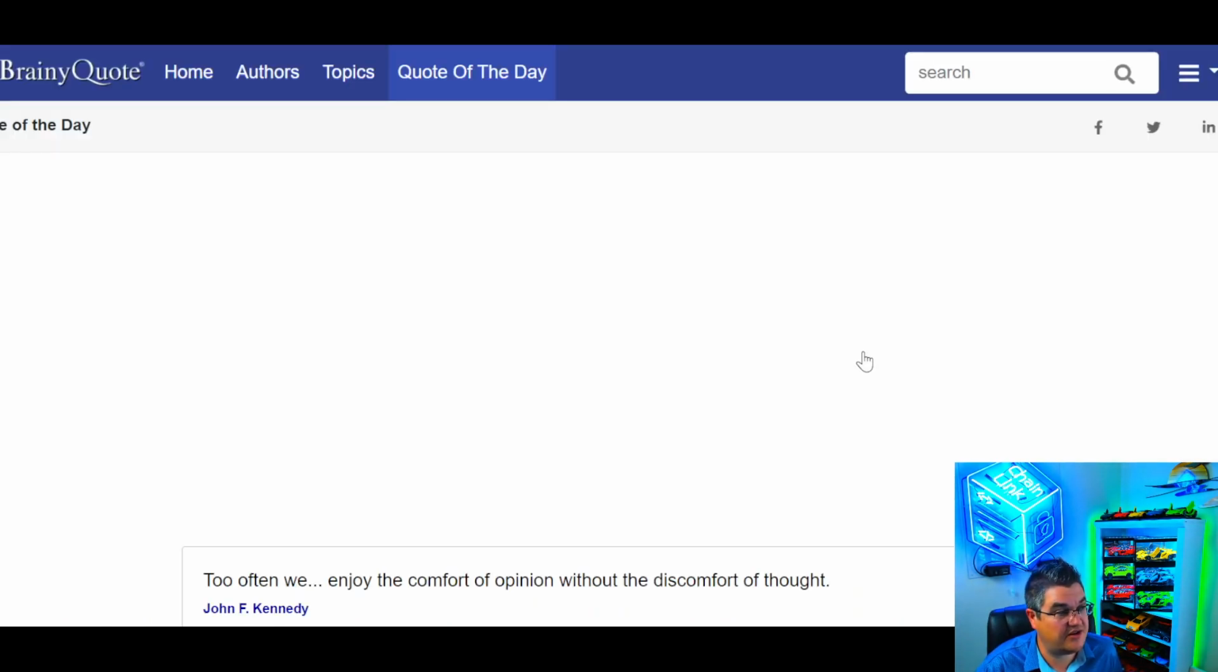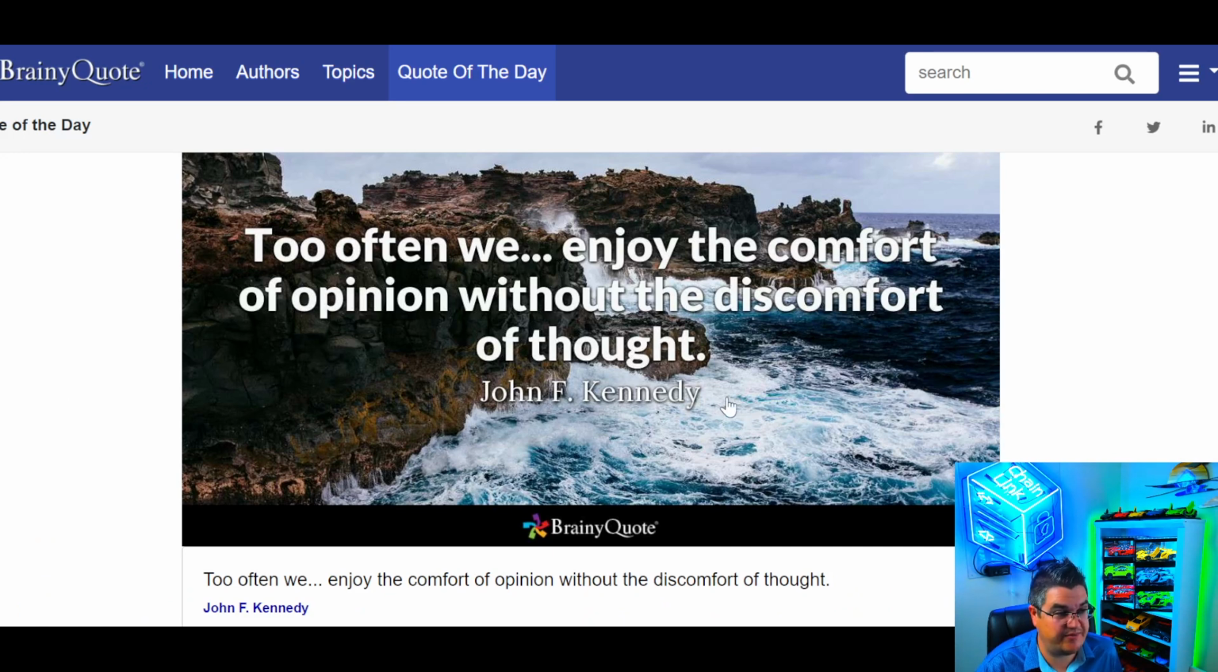All right. Let's look at the quote of the day by Mr. John F. Kennedy. Too often, we enjoy the comfort of opinion without the discomfort of thought. Let me know what you think that means. Or you just think about it and keep it to yourself.